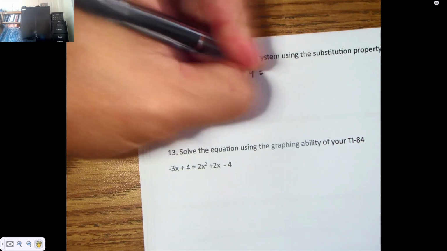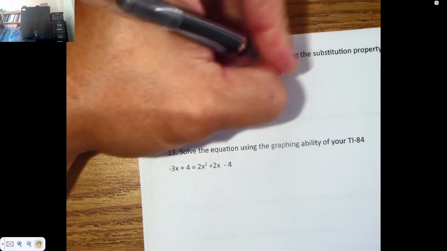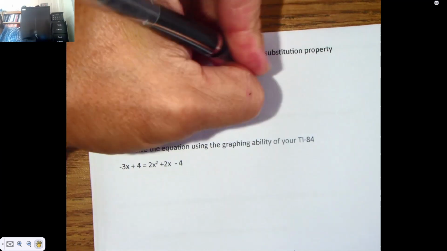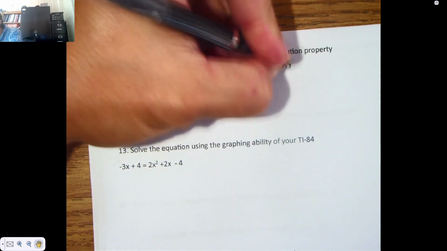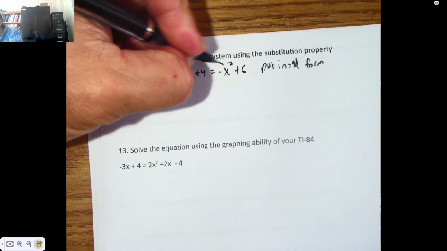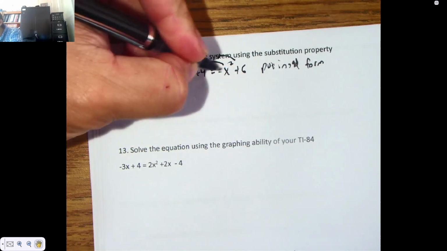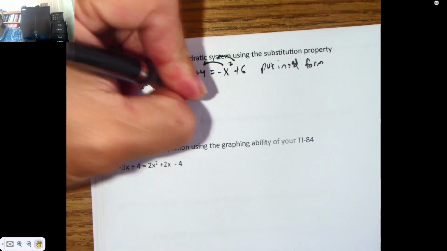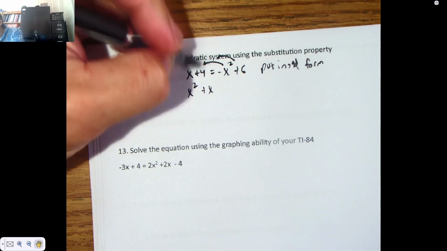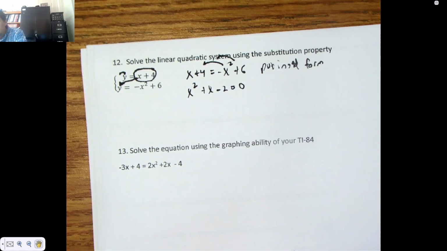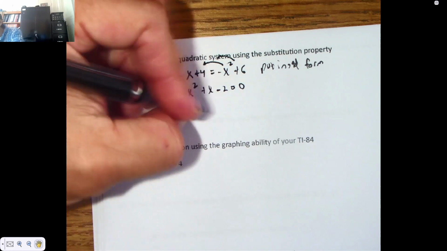Substitution is probably the easiest algebraic technique there is, but it's amazing how many kids just struggle with it. Anyways, this is what I have. Now I'm going to put it in standard form. I'm actually going to shift everything left because I want this guy right here to become a positive. So x squared plus an x, and then 4 minus 6 is negative 2, and its quantity is equal to 0.